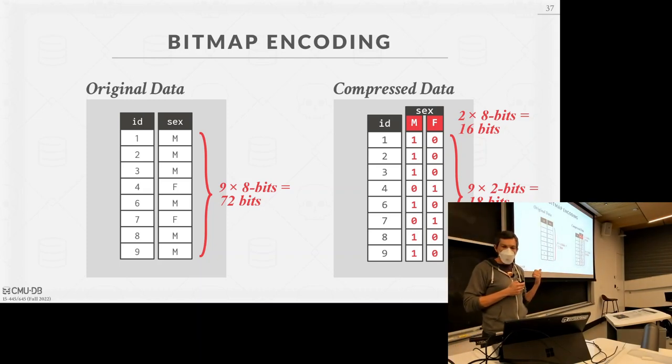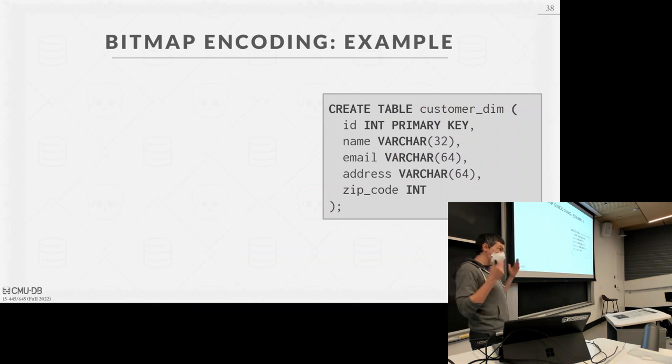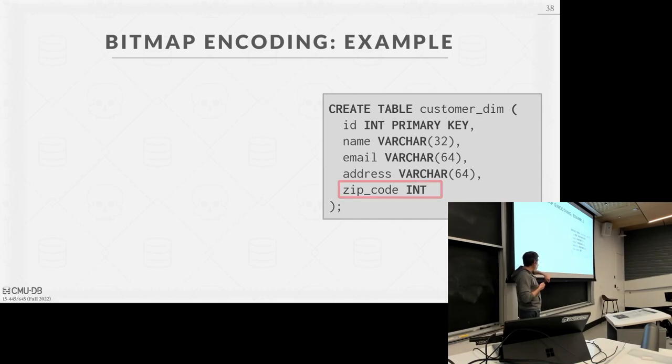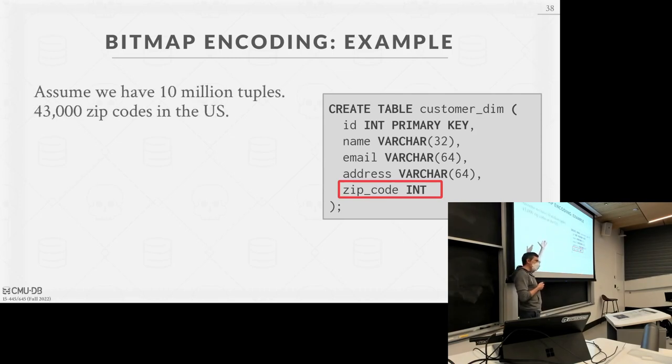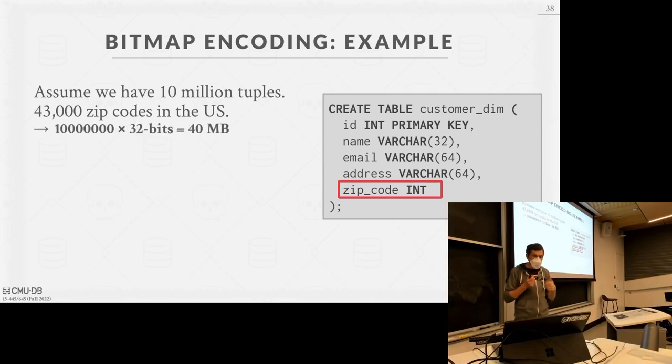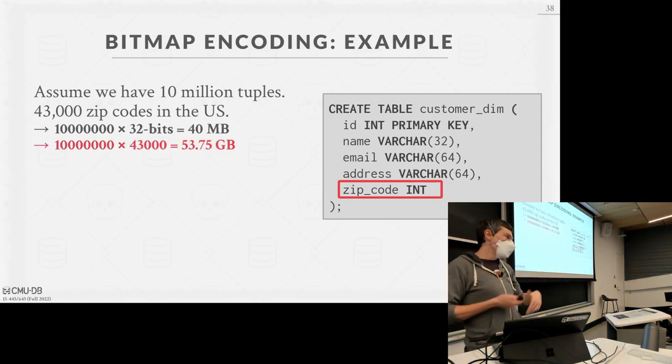All right. So this seems fantastic, right? But it doesn't work when you have high cardinality. To show you how bad it can get, say we have a simple table of just names, email addresses, and zip codes. If you want to build bitmap indexes on the zip codes in the US, there's about 43,000 zip codes. Assume our table has 10 million records. If you have to store a single bitmap per zip code, it's going to be 40 megabytes times 10 million, which is 53 gigs, right?